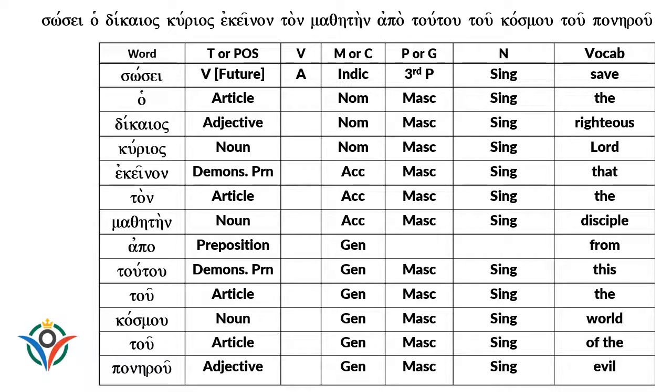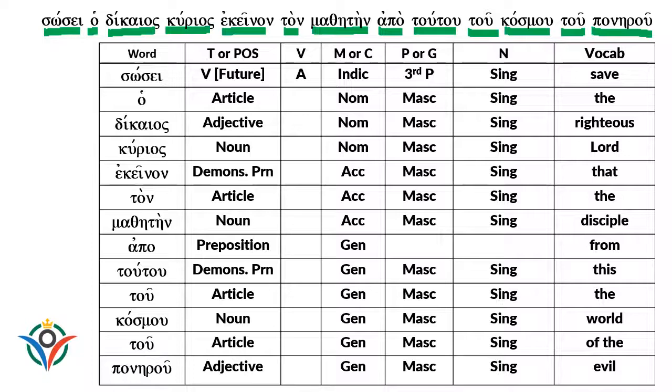So what I'd like to do today, because we have a little bit of extra time on our hands, is do the parsing and the translation separately. So in this slide, I'll go through the parsing information of each word with you, and then in the next slide, we'll look at the translation and make some observations regarding the text. So the Greek text reads, sose ha dekaios kurios ekenon ton mathetein apa tutu tu cosmu tu paneru. All right, so let's look at our parsing sheet together.